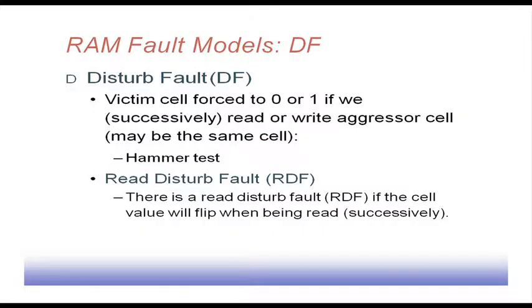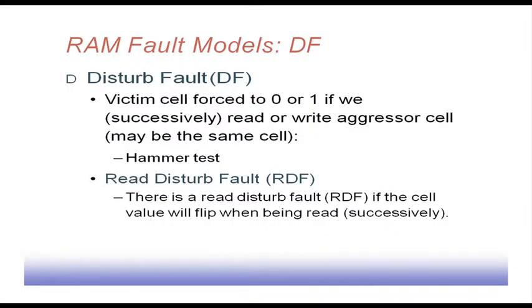More faults, like the disturb faults, the DF. In a DF, the victim cell is forced to 0 or 1 if we read or write an aggressor cell, and maybe we do it successively, continually. So, if we read or write an aggressor cell continually, then the victim cell permanently becomes 0 or becomes 1.